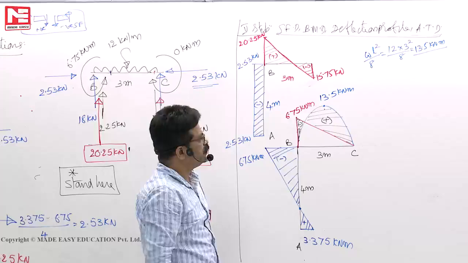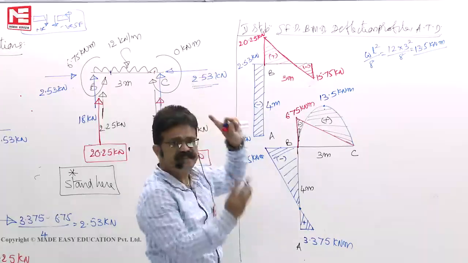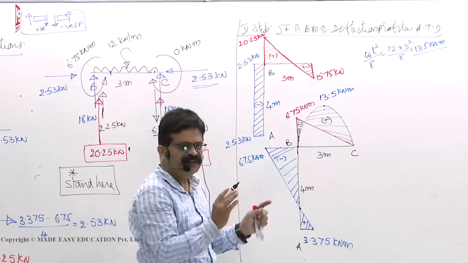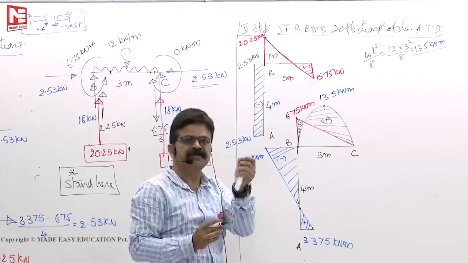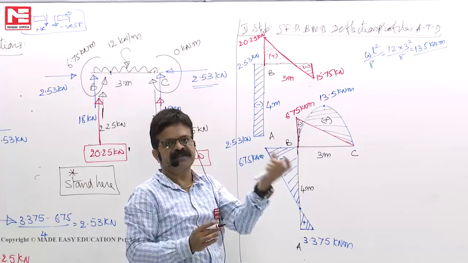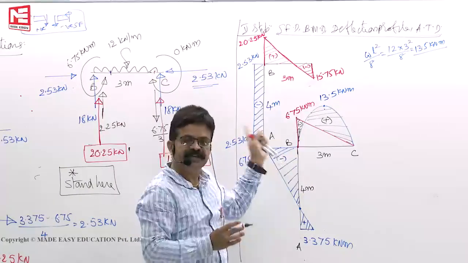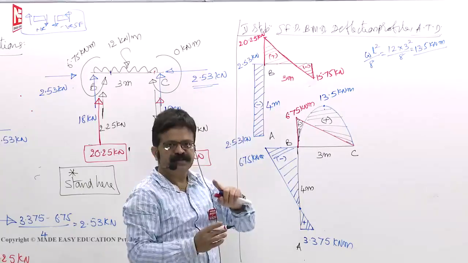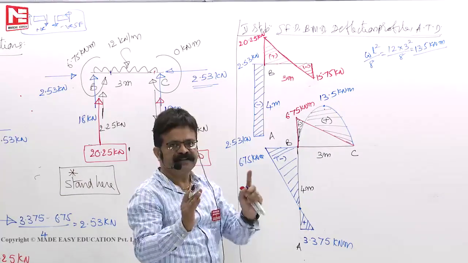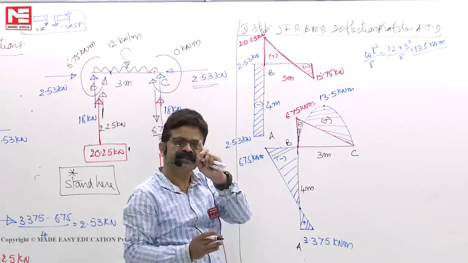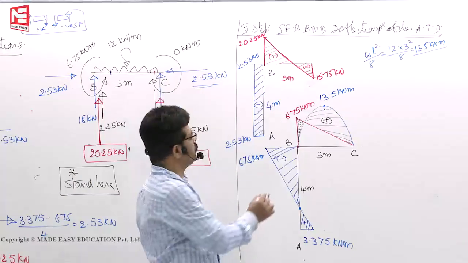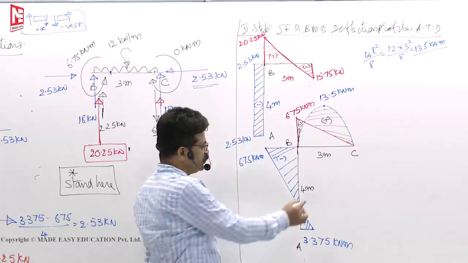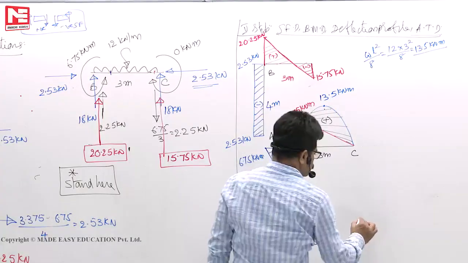Like this. See, this BC member behaves like a propped cantilever. Only difference is at B, instead of a fixed end moment, you have some other moment. Because of that, it is rotating, but it behaves like a propped cantilever subjected to UDL. In strength of materials you have studied that in a propped cantilever subjected to UDL or point load, there will exist one point of contraflexure. So that point of contraflexure is here. Okay, this is your bending moment diagram.